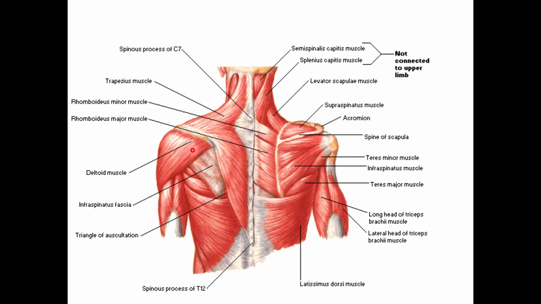Lastly, the clinical importance of the deltoid muscle. As this deltoid muscle is very strong and extensively located around the shoulder, it is the site for intramuscular injections. The intramuscular injection is usually given over the deltoid muscle. The lower part is usually avoided to prevent injury to the axillary nerve.